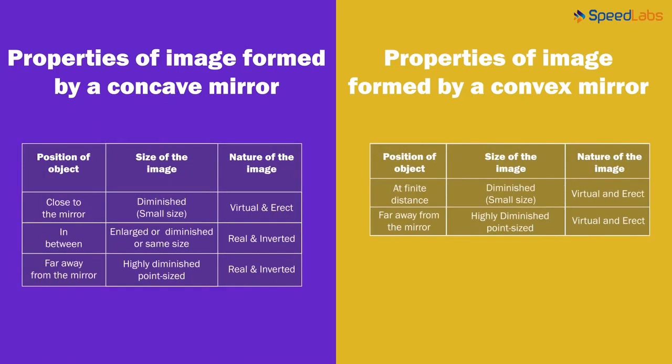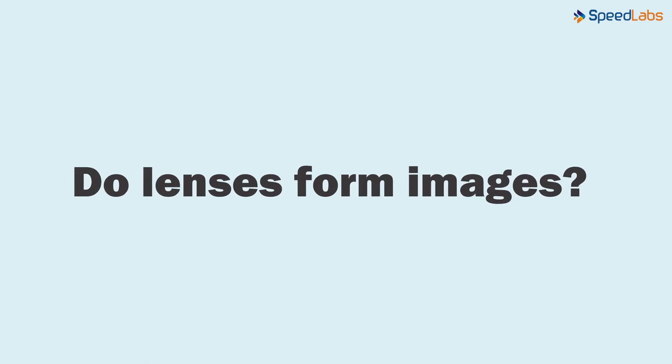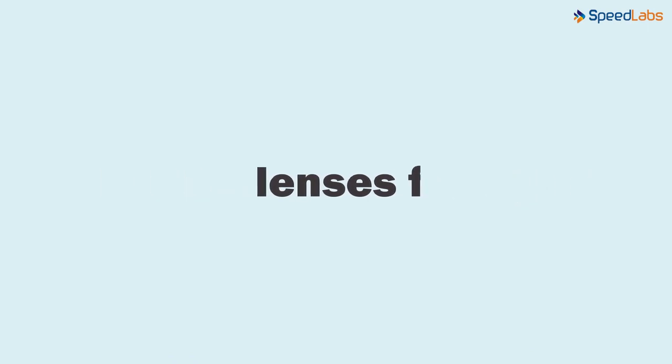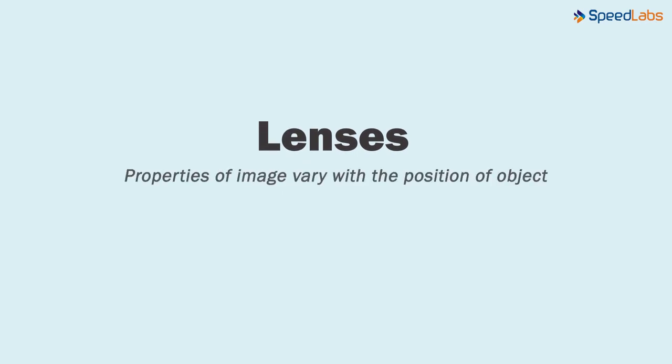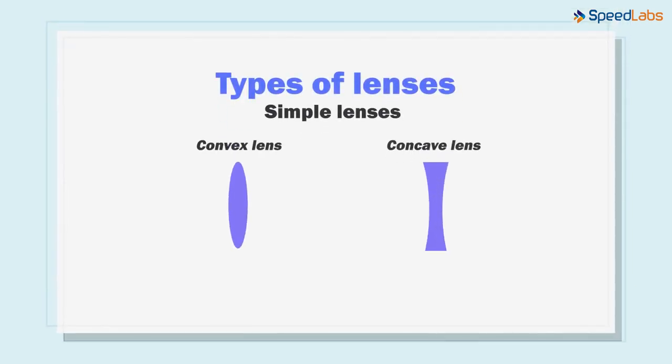If you remember, in the past videos, we have studied the properties of an image formed by concave and convex mirrors. What about the lenses? Do lenses also form images? Yes, they do. And just like spherical mirrors, their properties also vary with the object's position. In the last video, we discussed two types of lenses, a convex lens and a concave lens. So how do the images formed by these two lenses appear?